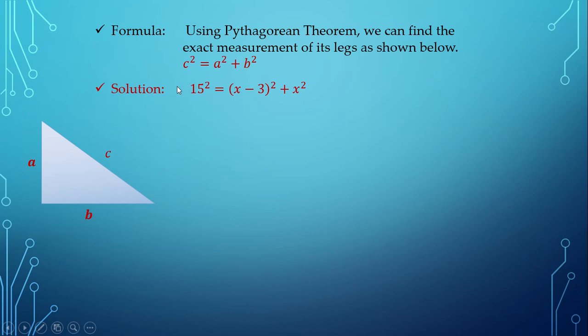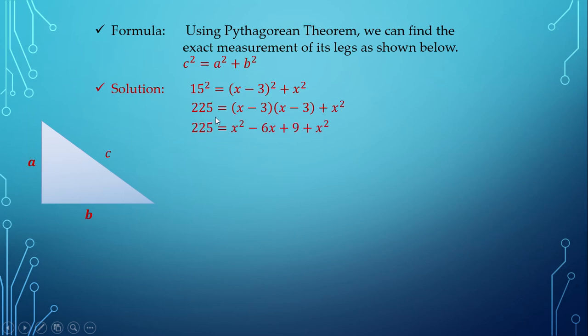Solution. So side c as given is 15 inches, while side a, the short leg, is represented by x minus 3, since the longer leg is x, the shorter leg is x minus 3. So a represents the short leg, which is x minus 3, squared, while the longer leg b is represented by x squared. Okay, the longer leg is x, so the square of x. Next, the square of 15 is 15 times 15, that is 225, equal to the square of x minus 3, expanded, then plus x squared.